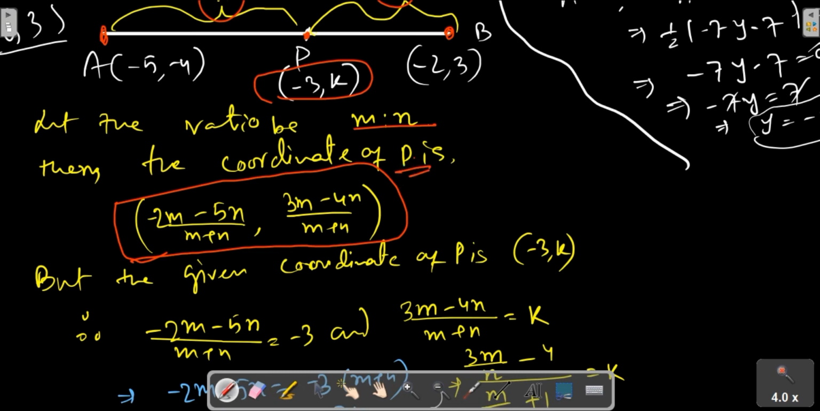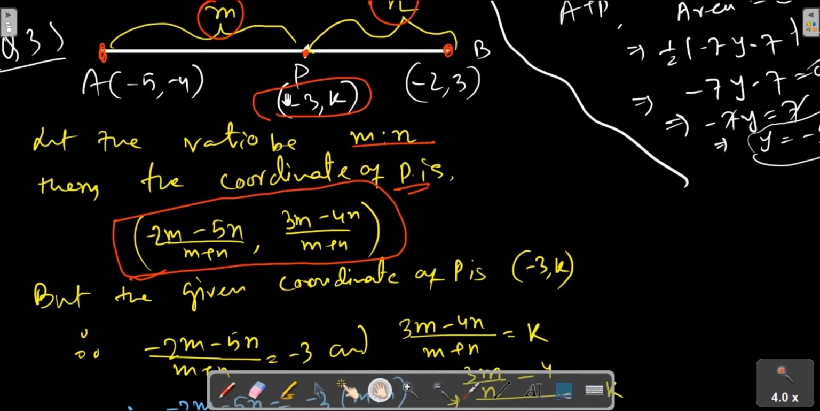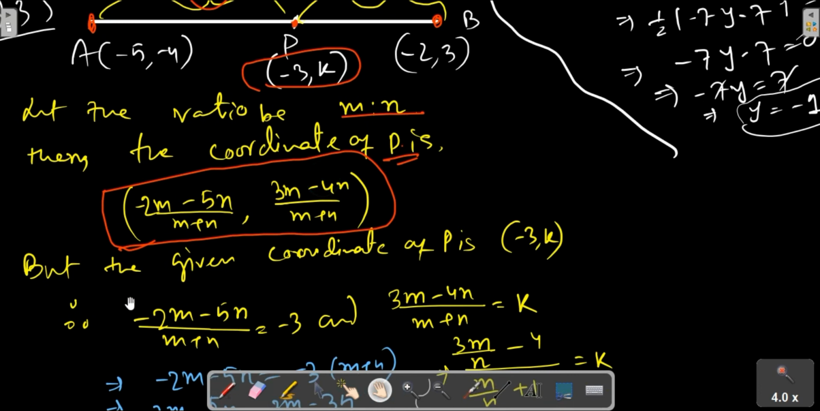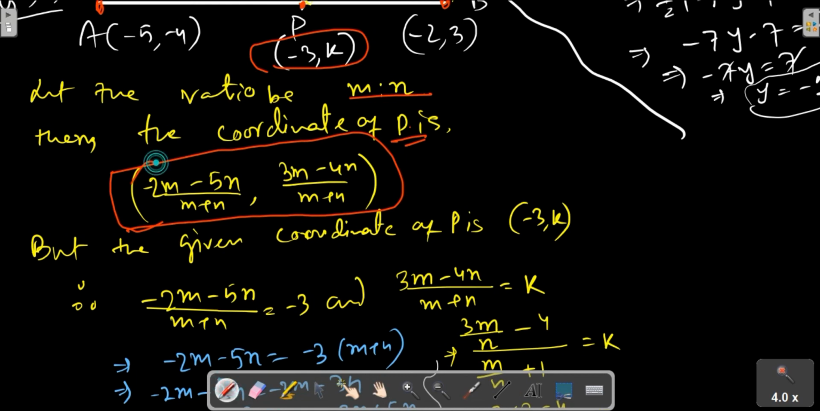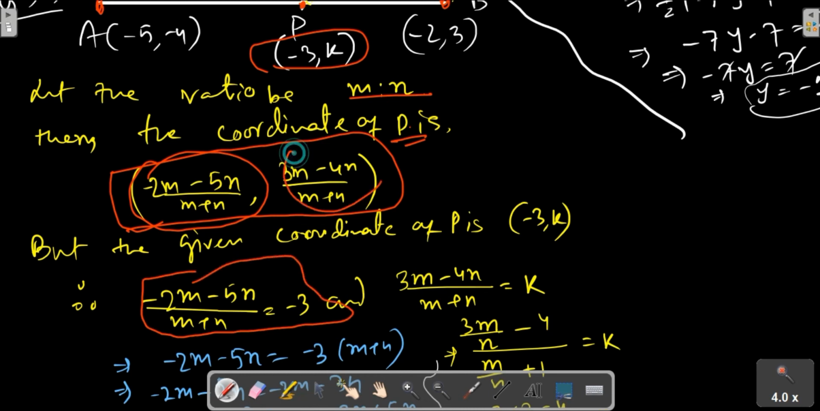Now see students, here the coordinate of point P was given, so I have written that, but the given coordinate of P is minus 3 comma K. Now in this place minus 3 is there, so this would be one equation, right? And in this position there was actually K, so this should be equal to K, so we have got two equations.